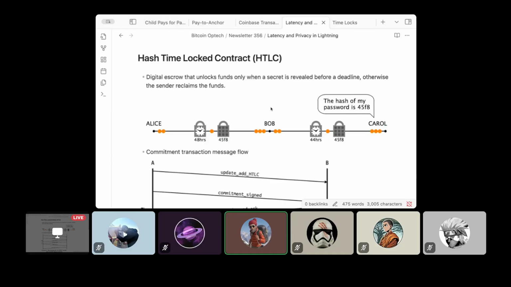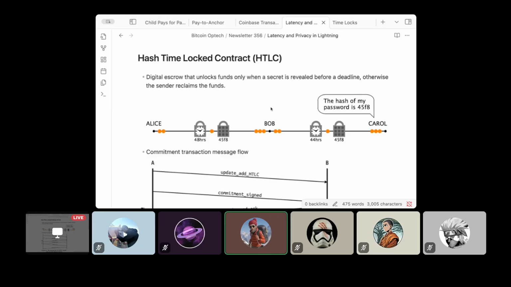Even though Lightning is inherently a privacy-preserving layer 2 solution on top of Bitcoin, there are some edge cases or attack vectors that can be used to de-anonymize or reduce the sender and receiver's privacy.